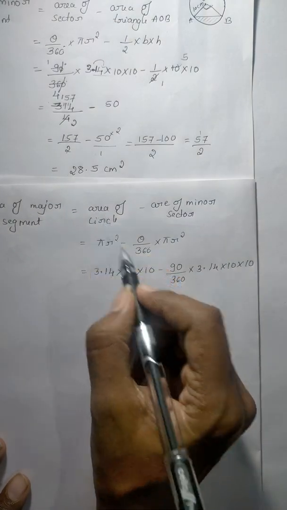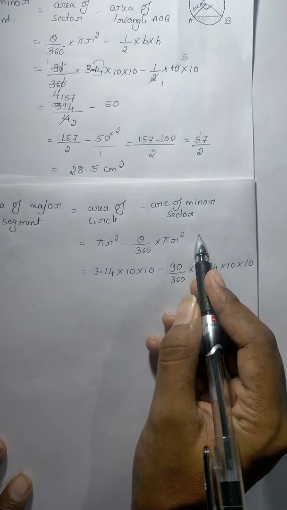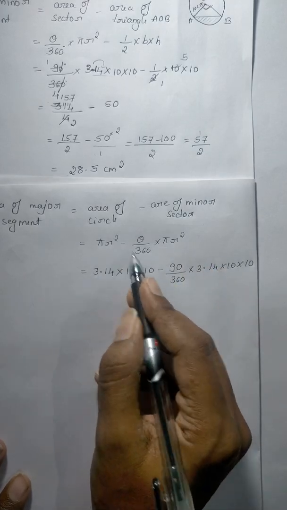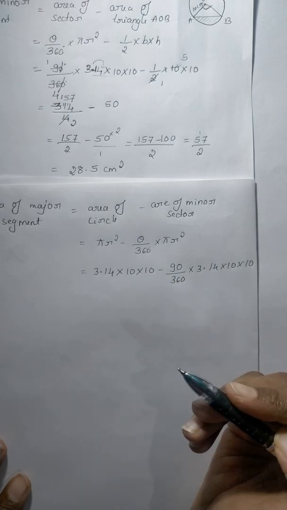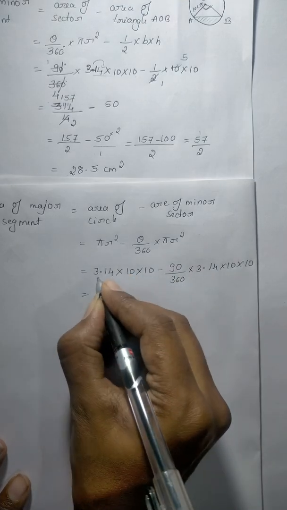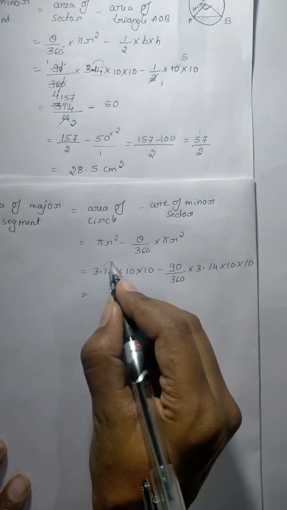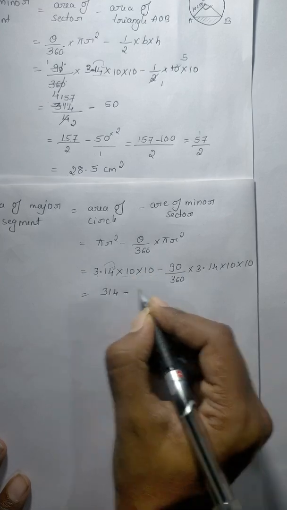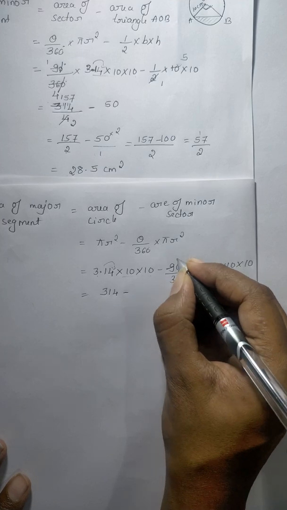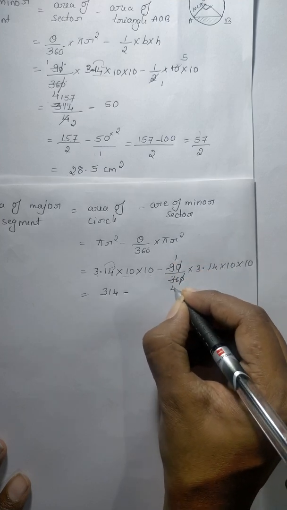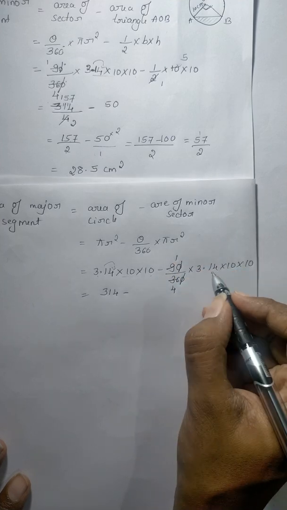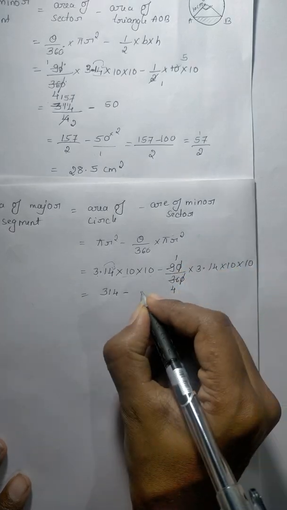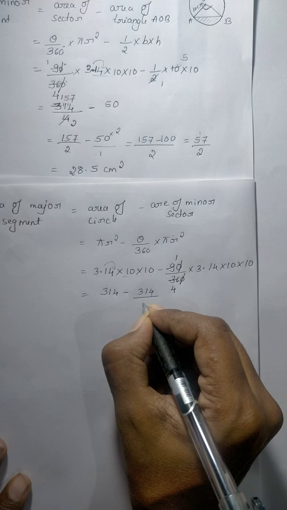So pi r square, area of the circle, theta divided by 360 pi r square. Substituting all the values, pi is 3.14, radius is 10 and angle is 90 degrees. So try to cancel: 3.14 multiplied with 100, the decimal will be shifted to the right-hand side. So 314 minus, here 0 0 get cancelled, 9 ones are 9, 9 fours are 36. Then again this we will keep like that only. So 10 into 10 is there, so 314 divided by 4.